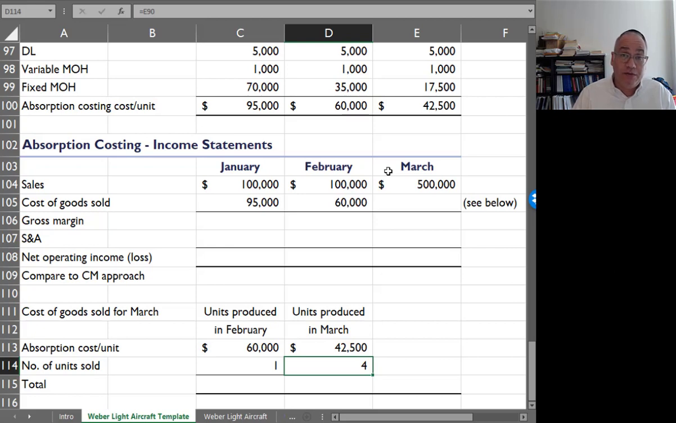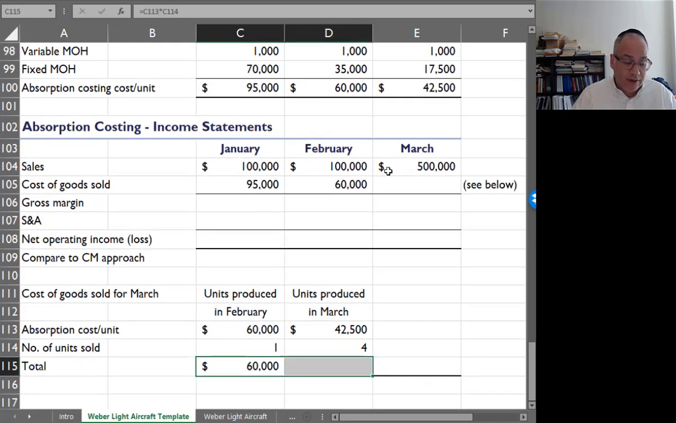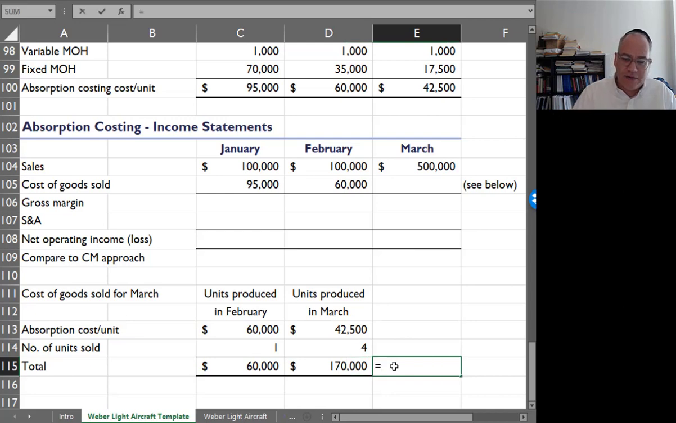One of them was made in February and four of them were made in March. So we have to keep track of the fact that these are different. And you're probably going, oh wow, this is really complicated. I never want to do this. But this is what happens when you use absorption costing. So the cost of goods sold for March is actually going to be $230,000.